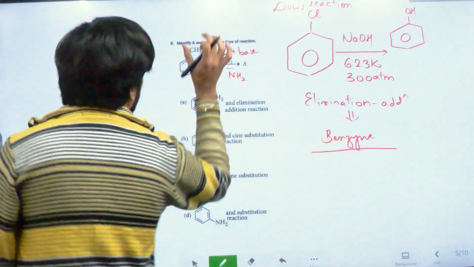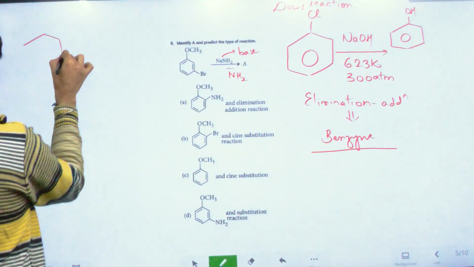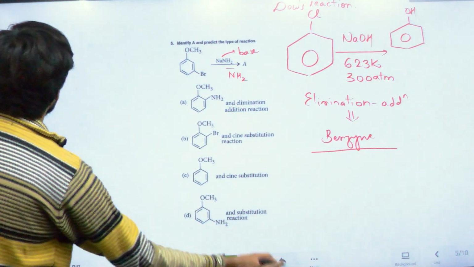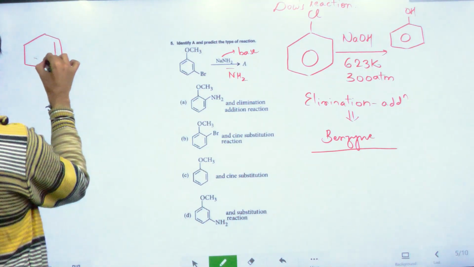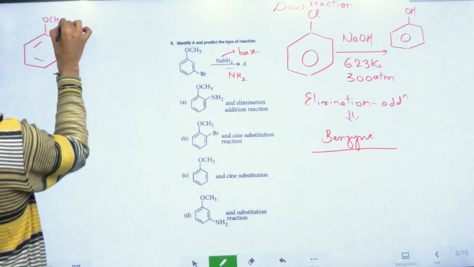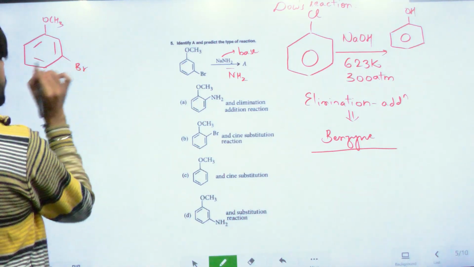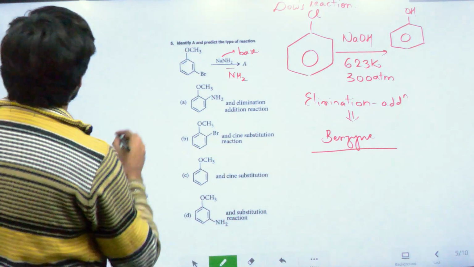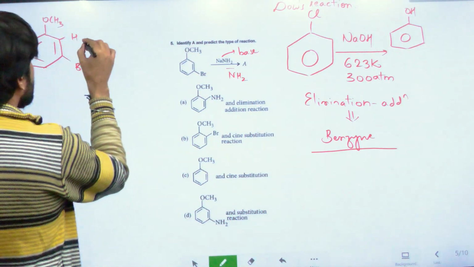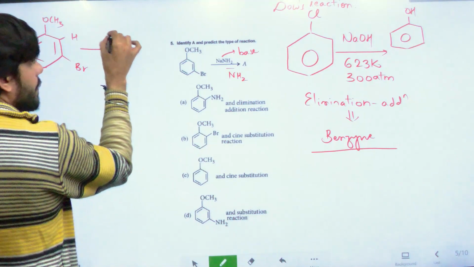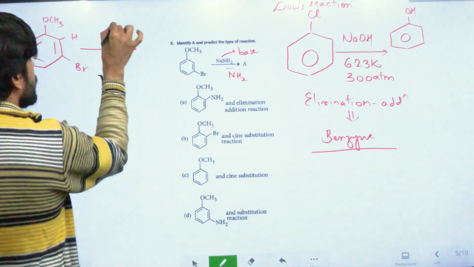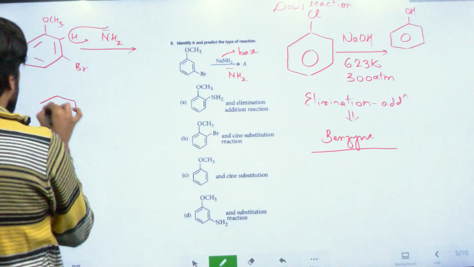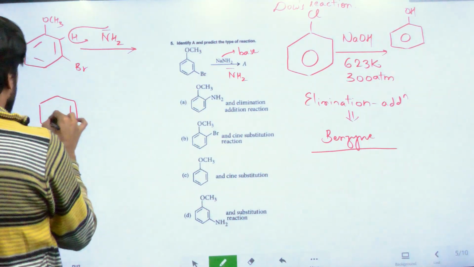Now let us see this particular reaction. So suppose I have this OCH3 group and Br. Now in the first step, I have this ortho hydrogen over here. So what happens? I have the base NH2 minus. This will abstract this hydrogen, right? After abstracting this hydrogen, what I get is something of this sort.